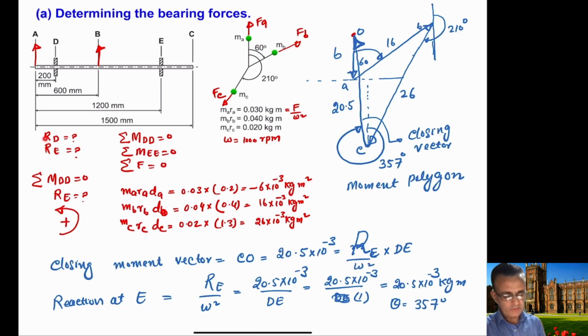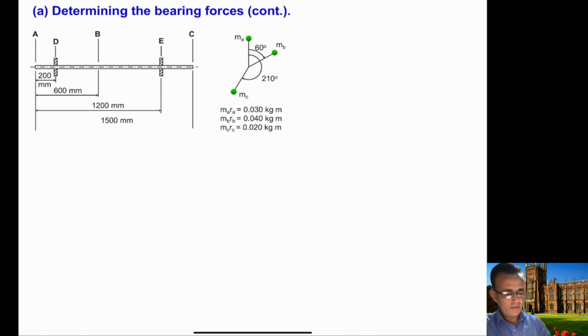Okay, so we managed to calculate the reaction at E, which is RE. Now we need to calculate the reaction at D, which, as I explained earlier, you can either calculate from this MEE, or you can calculate using this final equation here, which is the forces equation. Okay, so again we have the same figure here.